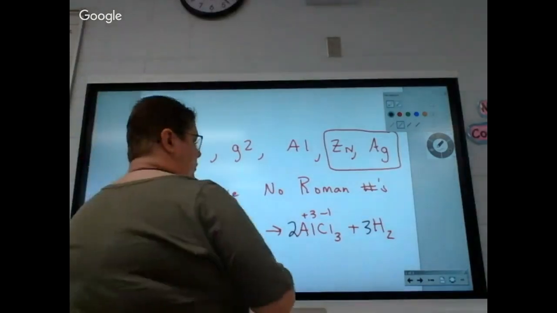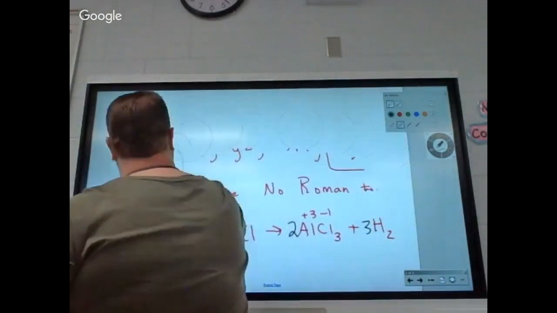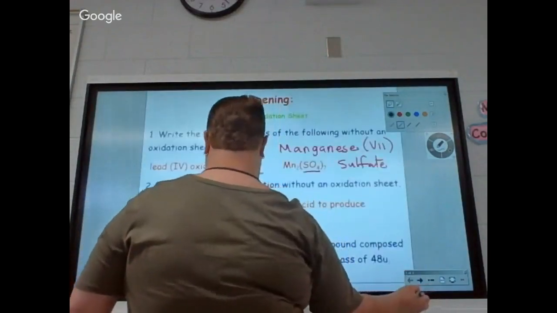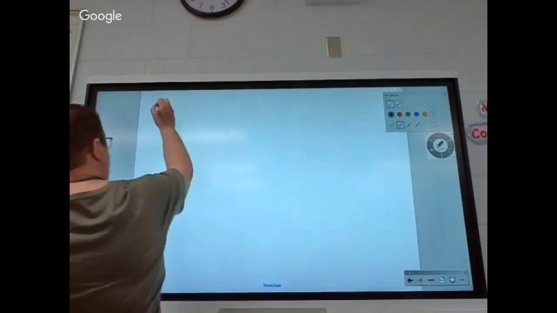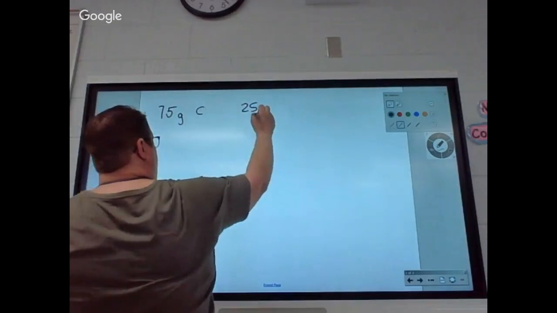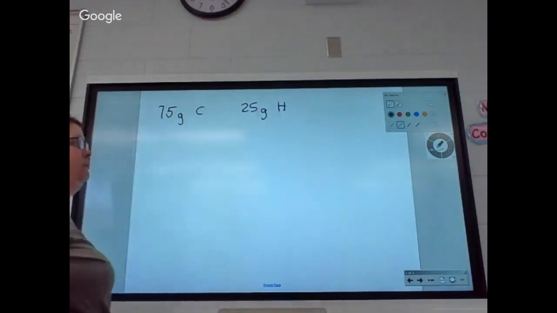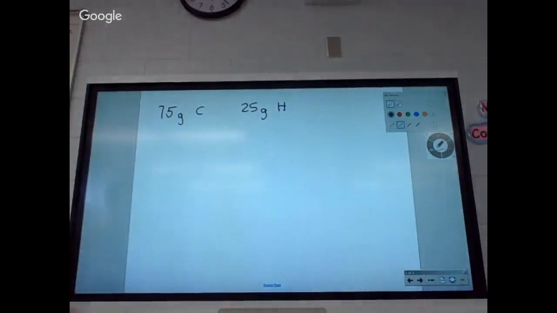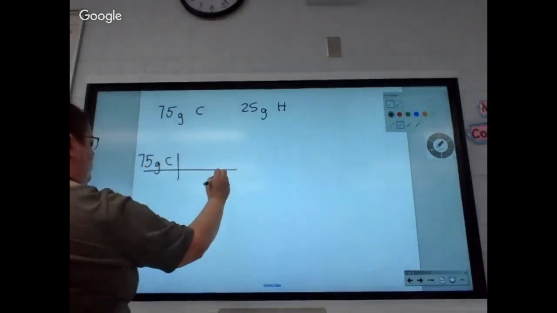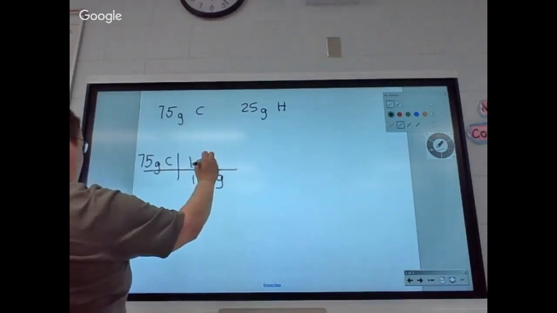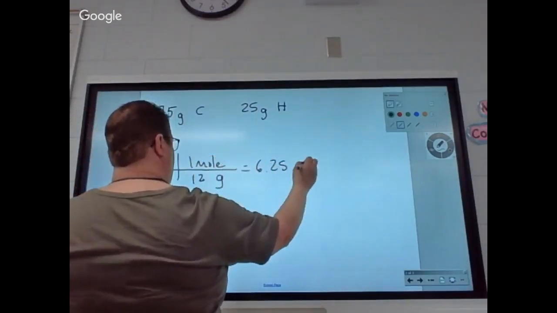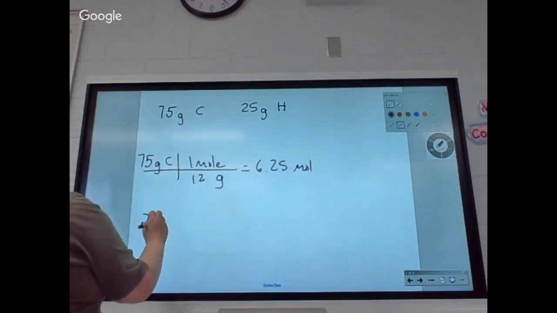All right. And the last one is math. Okay. So it asks for an empirical formula, and I gave you 75 and 25. 75 grams of C and 25 grams of H. What do I do with these 2 numbers? Change them to moles. So 75 grams of C and a chart. 12. 1 mole. What do I get when I divide? 6.25. All right.